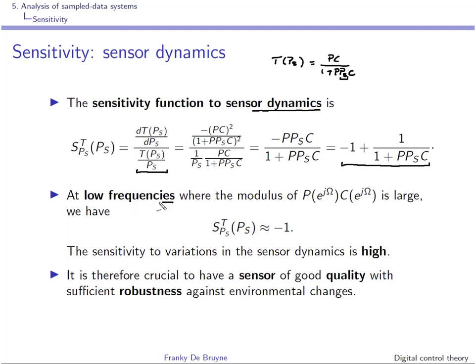Remember that at low frequencies you will make sure that the loop gain is large. So at those low frequencies we have here a sensitivity to sensor dynamics that is -1. So there is a high sensitivity to variations in the sensor dynamics. It is therefore crucial to have a sensor of good quality with sufficient robustness against environmental changes, typically for a sensor changes in the temperature.